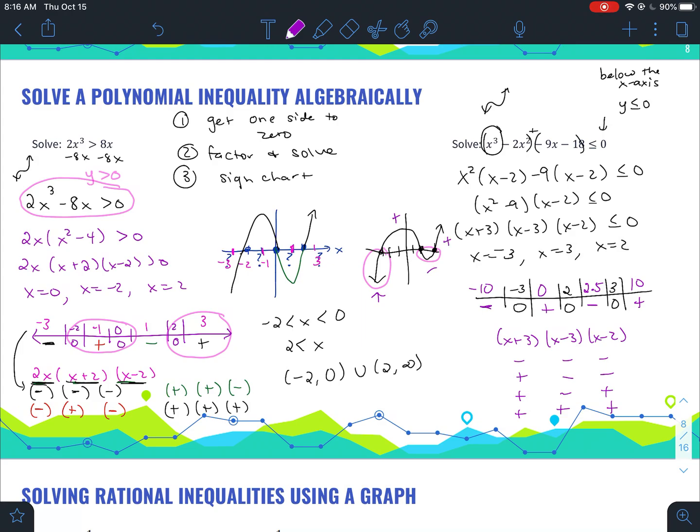And it wanted to know where the graph was negative or where it was below the x-axis. So this happens from -infinity to -3, and from 2 to 3. And notice it's "or equal to," so instead of parentheses, I'm going to put brackets on those numbers, except for the -infinity. So those would be my solutions to that one. So again, you can do it with the graph by sketching the graph, or you can do it on a sign chart.